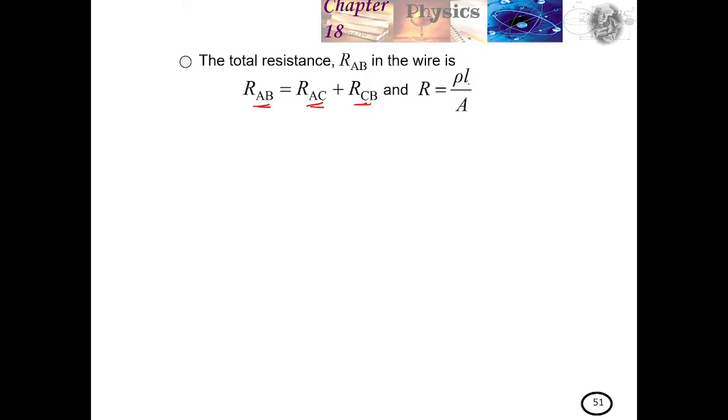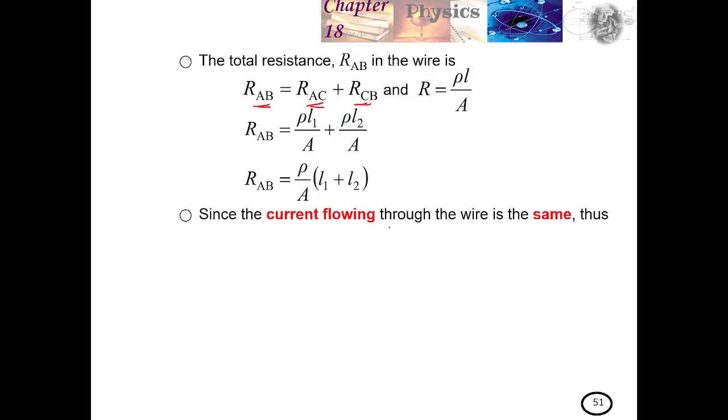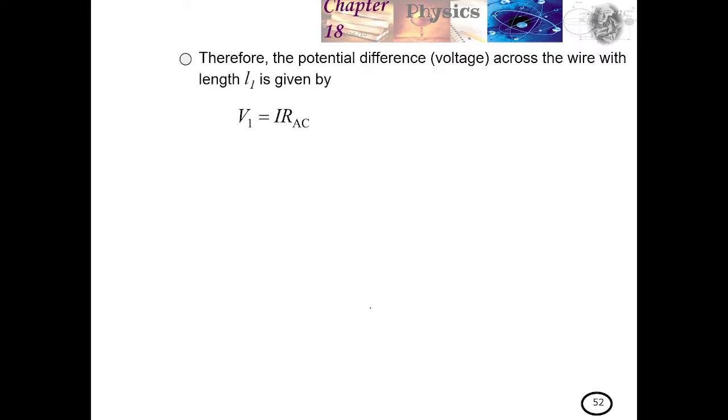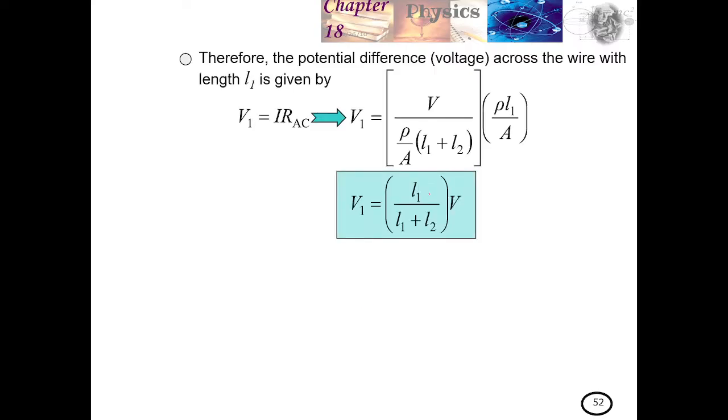And R equals rho L over A, where rho is the resistivity of the wire, L is the length of the wire, and A is the cross-section of the wire. So R_AB equals rho L1 over A plus rho L2 over A. Since the current flowing through the wire is the same because there is only one loop, I equals V over R, which is V over rho over A times L1 plus L2. So V1 equals L1 divided by L1 plus L2 times V.